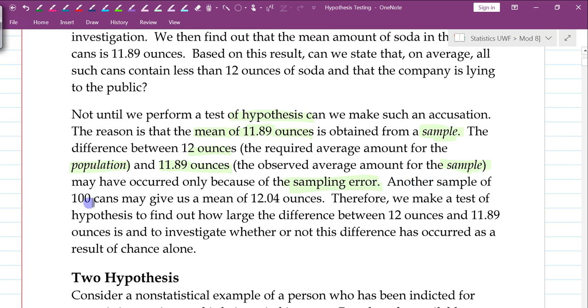Another sample of 100 cans may give us a mean of 12.04 ounces. Therefore, we make a test of hypothesis to find out how large the difference between 12 ounces and 11.89 ounces really is, and to investigate whether or not this difference has occurred as a result of chance alone.